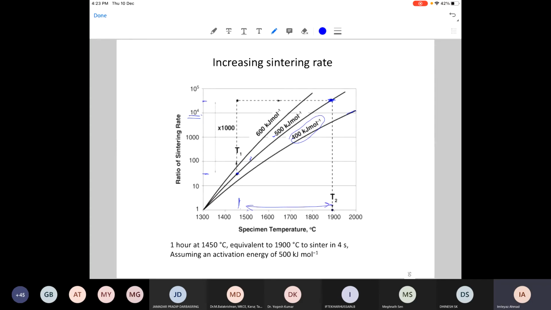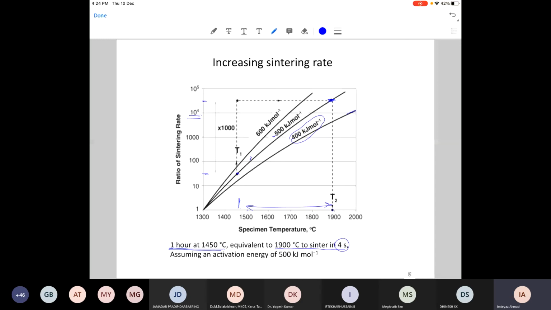At the same time, your grain growth is higher. So what you can achieve by heating for 1 hour at 1450, you can achieve the same thing by heating at 1900 degrees C in 4 seconds. Now, if you can sinter it in 4 seconds, the grain growth will not happen because grain growth requires mass transport. And so that will not be effective. Only fusion will happen. Quick fusion at the grain boundaries will happen and no grain growth will happen.